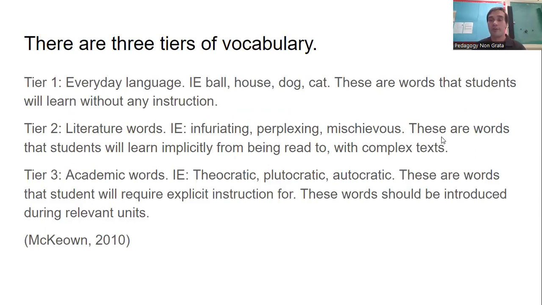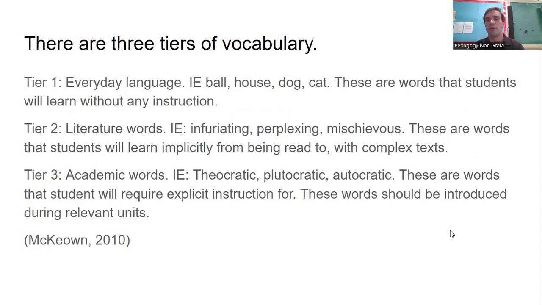There are 3 tiers of vocabulary that exist, according to McMillan in 2010. So tier 1 is everyday language. For example, ball, house, dog, cat. These are words that students will learn without any instruction. They'll learn them implicitly. Tier 2 words are literature words like infuriating, perplexing, mischievous.